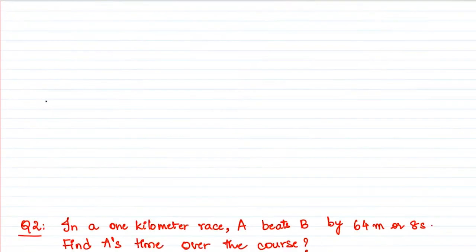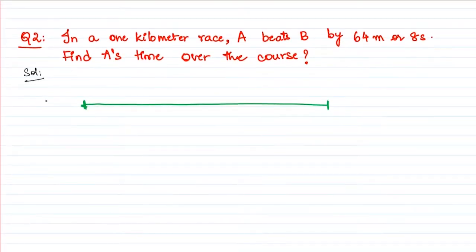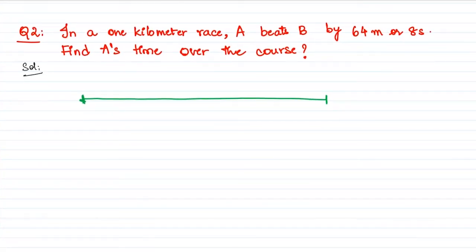Now moving on to the next problem, which is a little bit trickier compared to the first problem. Now, in the next problem, what they're telling is, just let us understand the question at the face of it. So now, in a 1 kilometer race, A beats B by 64 meters or 8 seconds. Now find A's time over the course.